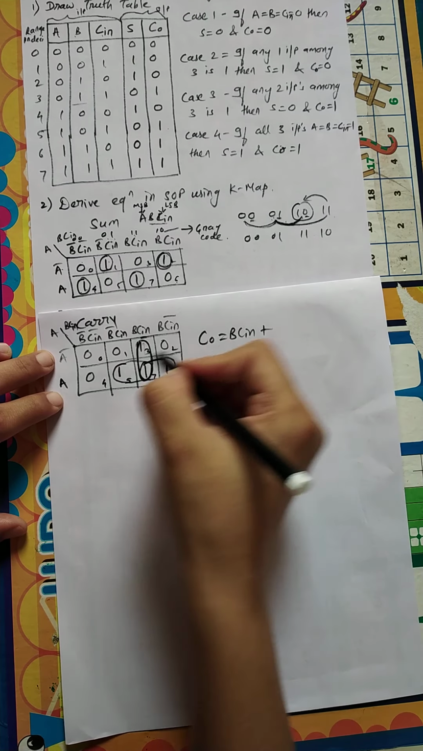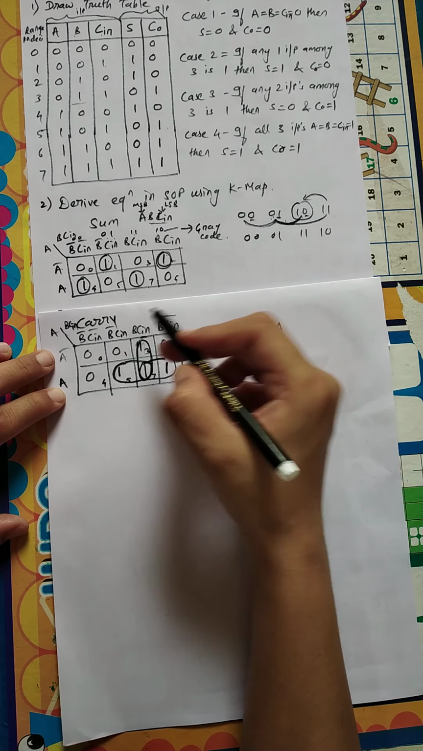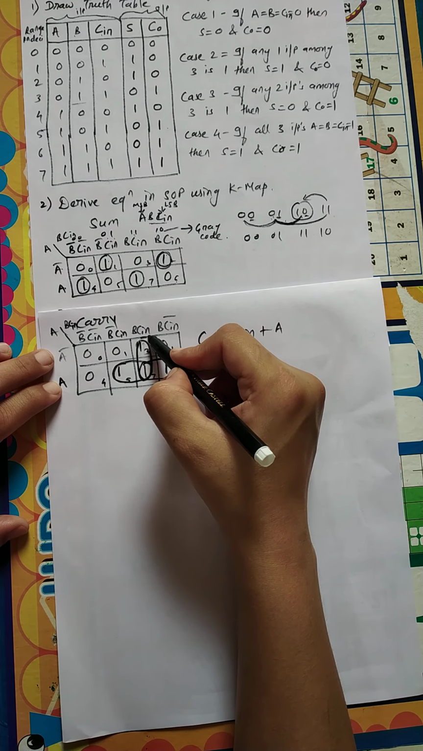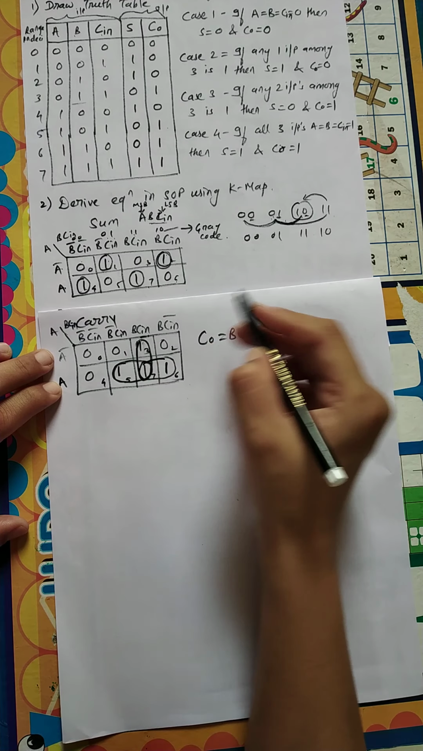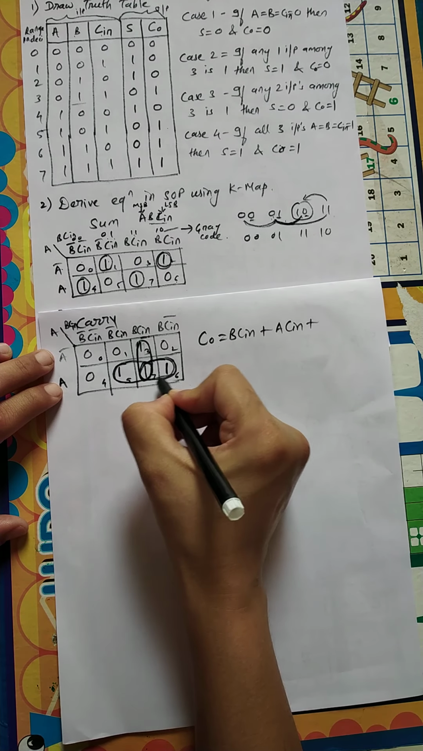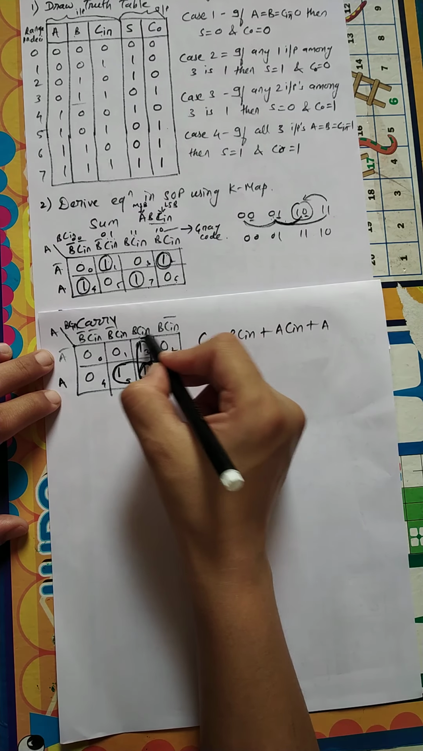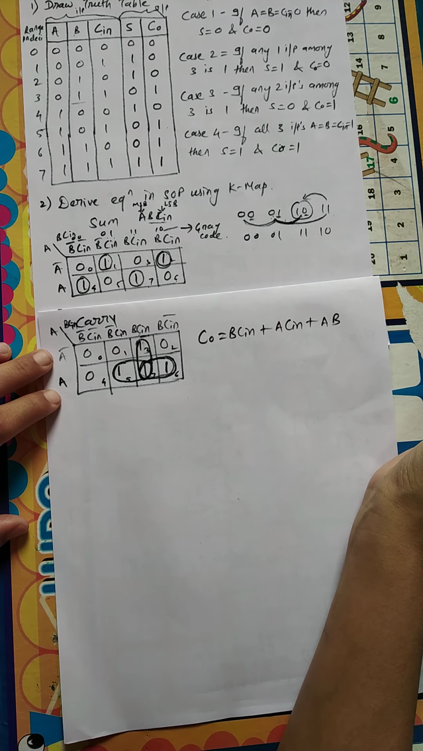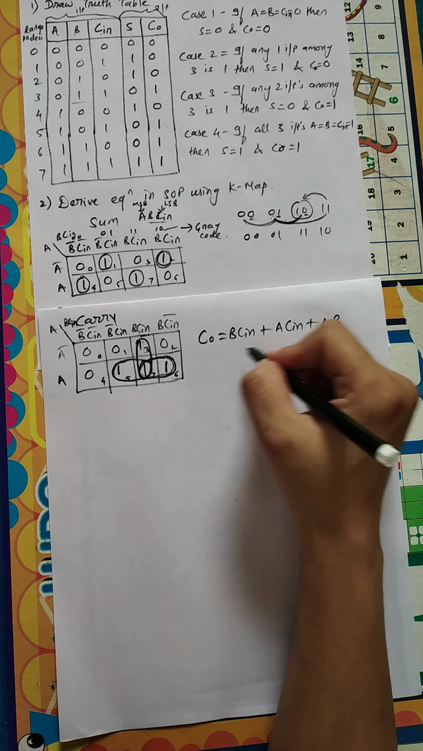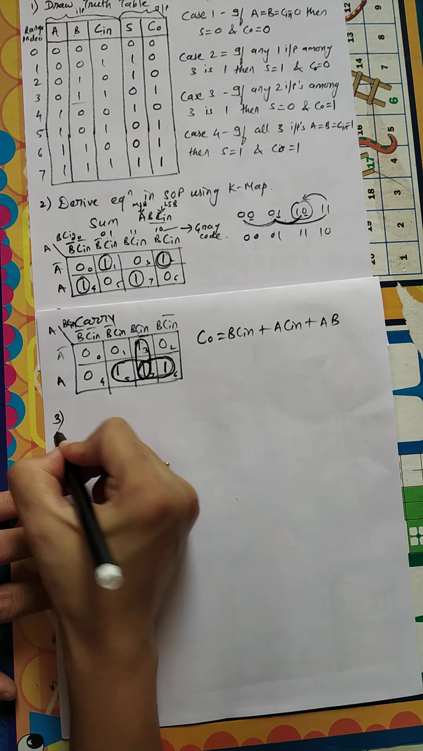plus for this group I will get A, and 2 columns are included in this, so what is common in these 2 columns, that is C in, plus for this group I will write the term, so they belong to the same row, so that's why A, and in these 2 columns what is common, B is common, so B. So this is your simplified Boolean expression for carry.